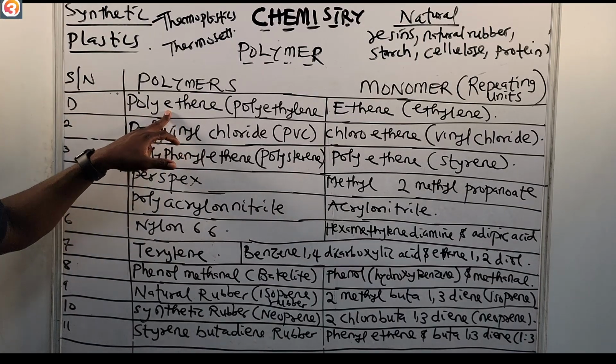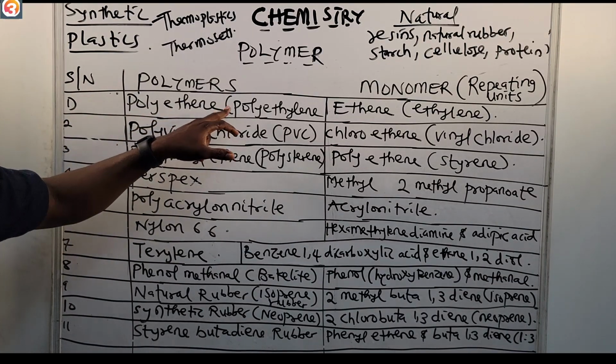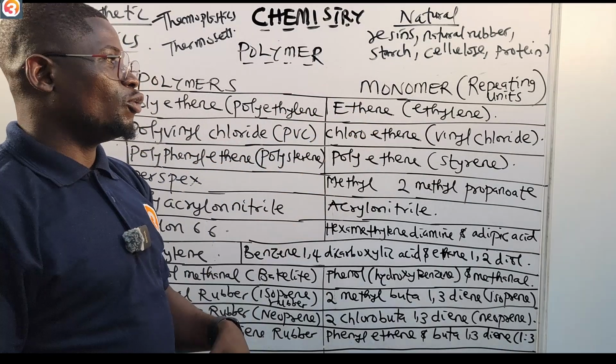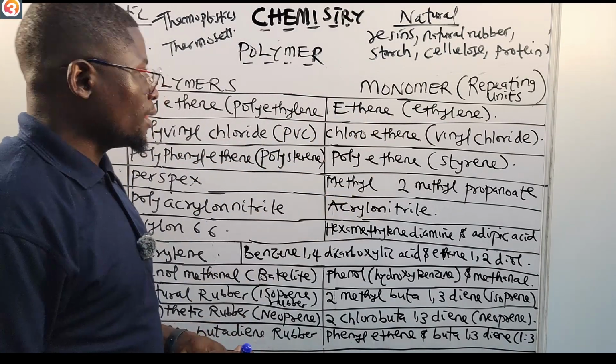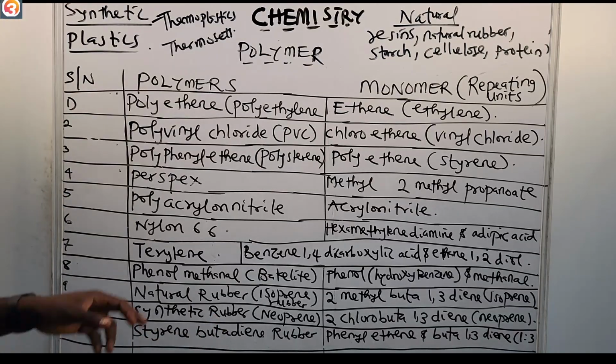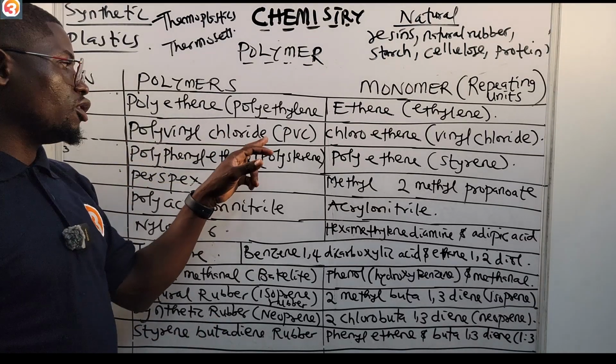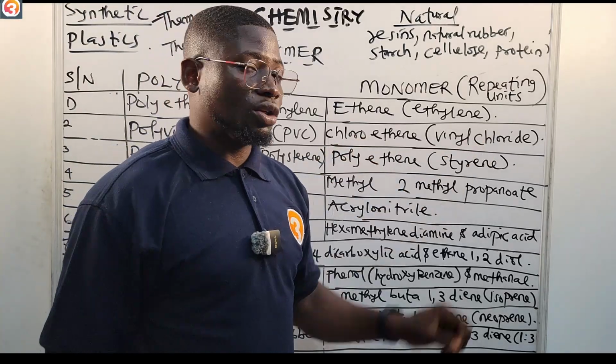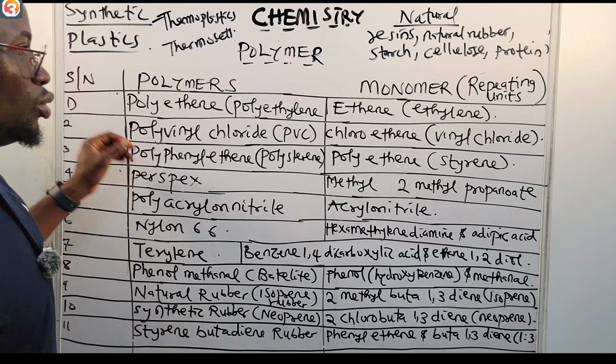polyethylene, also called polythene. The monomer is ethene, or ethylene. Take note of that. Then number two, we have polyvinyl chloride, what we call PVC. It's made from chloroethene, which is also called vinyl chloride. So you should know all of these.